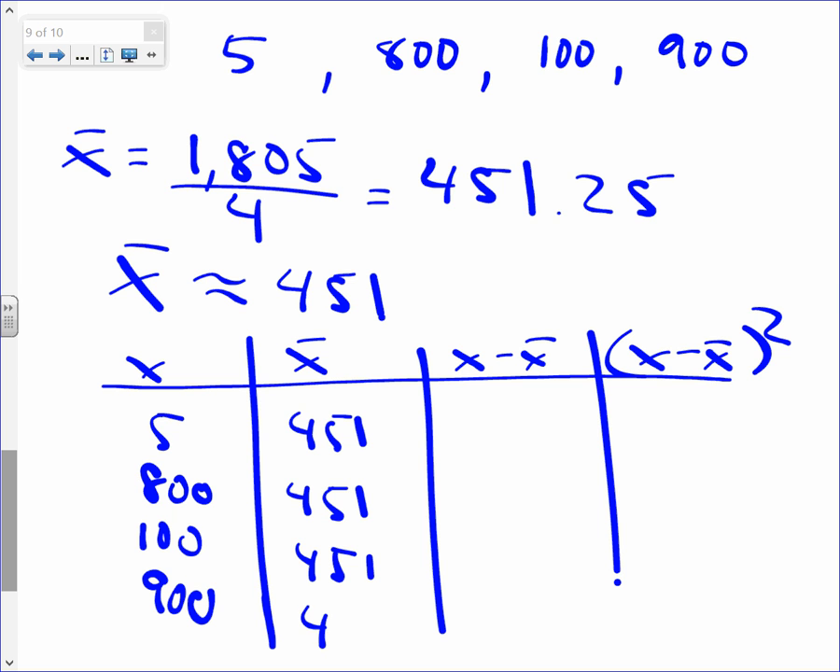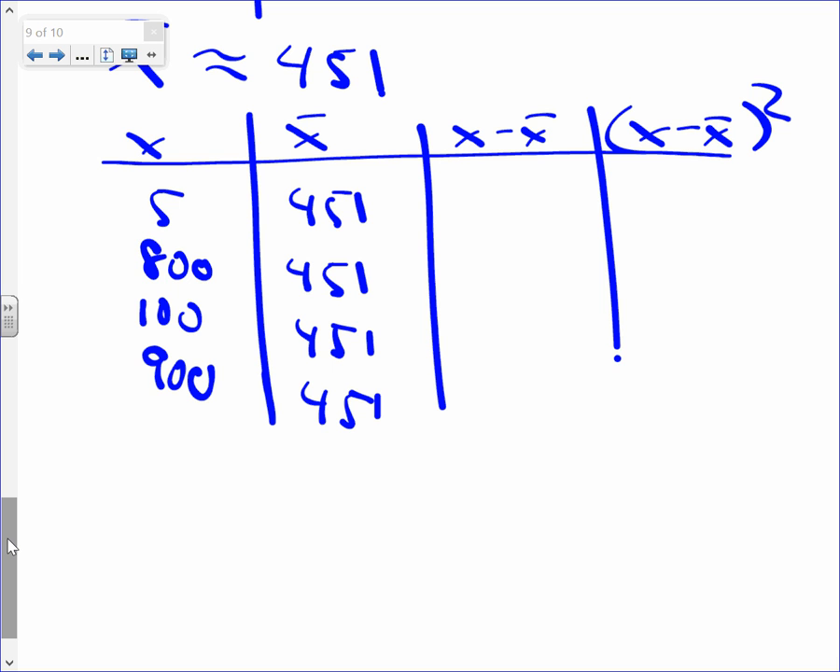Because I want to figure out now, I'm on step 2. How far did each student stray away from the normal? Remember, average means normal? How far did each student stray away from the normal? Well, let's subtract those puppies. 5 minus 451. I get negative 446.